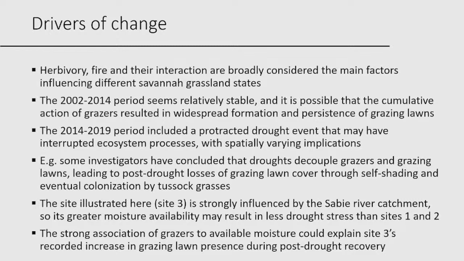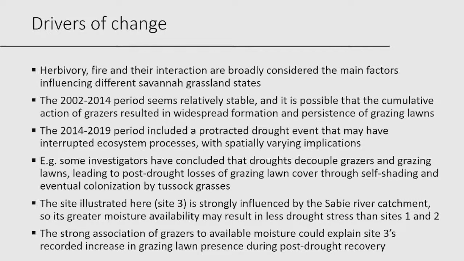If you remember, in the 2014 to 2019 period there was a major drought event, which interrupted lots of ecosystem processes, with spatially varying implications and consequences that are hard to predict. Reading further about this, and we're still working out all the results and what they mean, some investigators have suggested that droughts can decouple grazers and grazing lawns, meaning that after a drought, losses of grazing lawn through self-shading and colonization by tussock grasses mean you lose grazing lawns. So this could explain the declines in those first two sites.